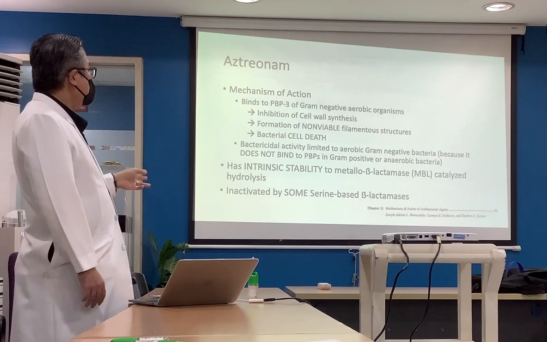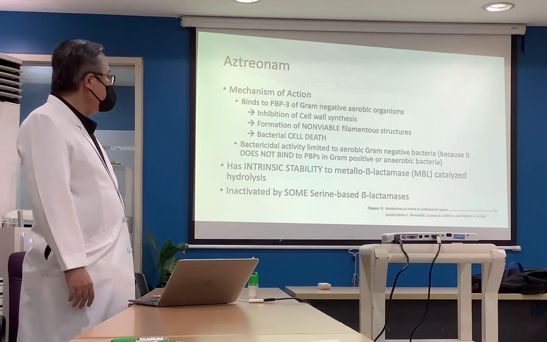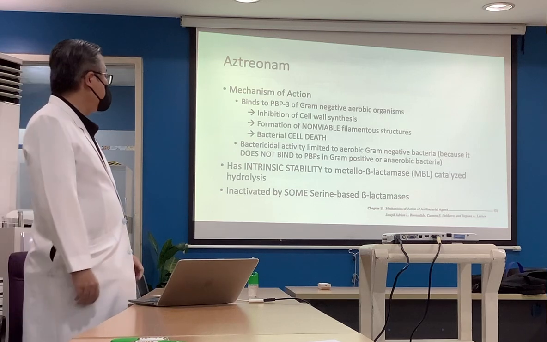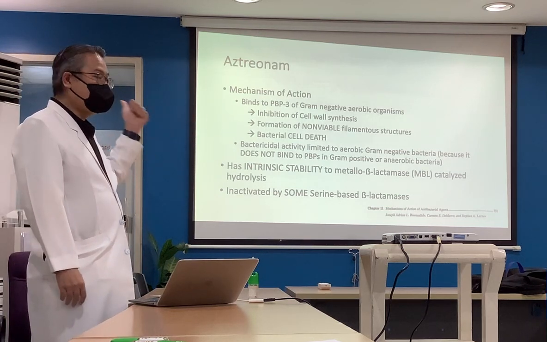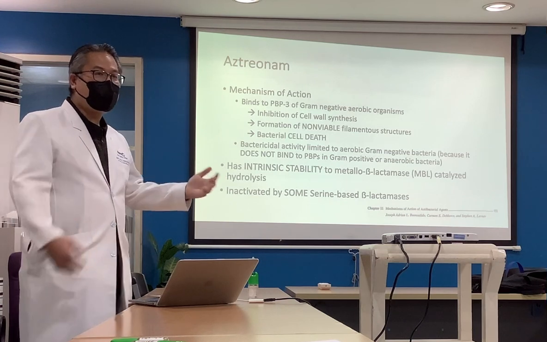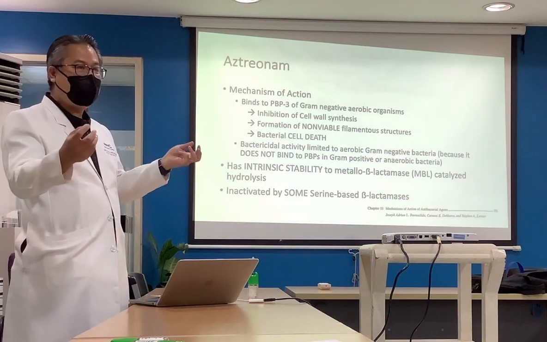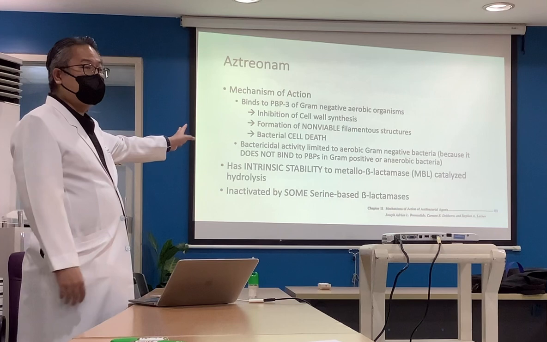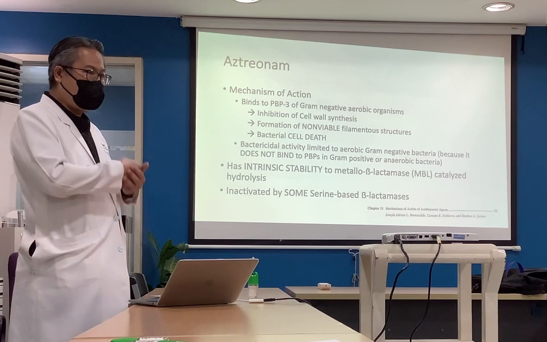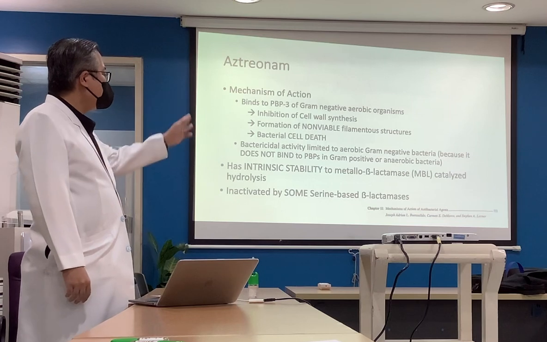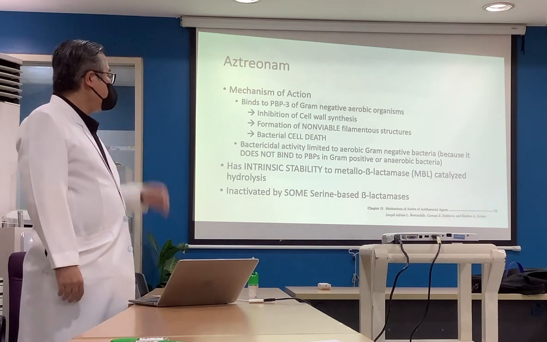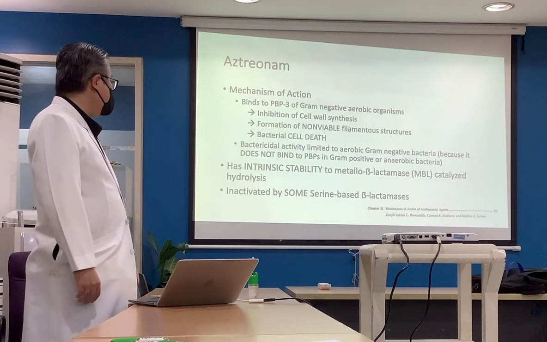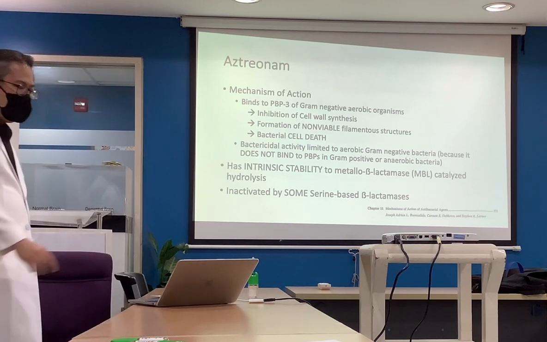This is also only in gram-negatives, and therefore Aztreonam affects only gram-negative bacteria, inhibiting cell wall synthesis, which we saw, causing bacterial death. Because once the peptidoglycan layer is damaged, protection is less, and it is easier to kill the bacteria. And it is bactericidal, meaning Aztreonam kills. It's a killer. It's not static. Again, it is limited to aerobic gram-negative bacteria because it does not bind to the other PBPs that are present in gram-positives and anaerobic bacteria.